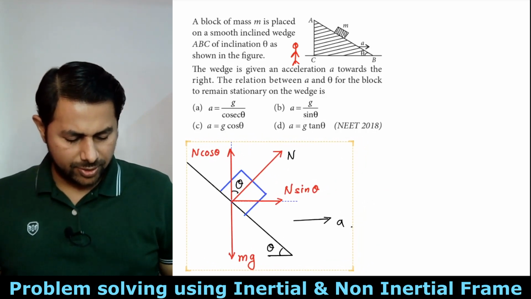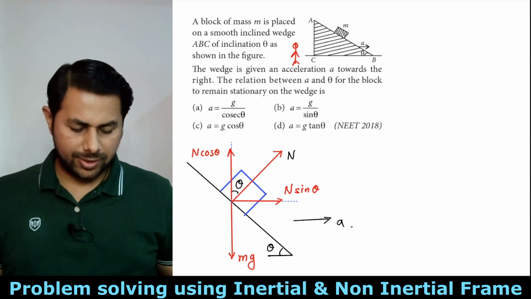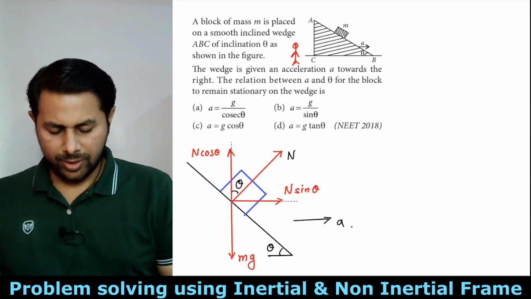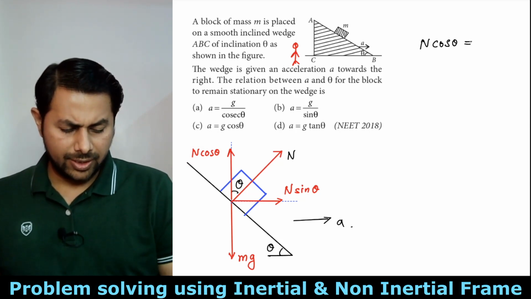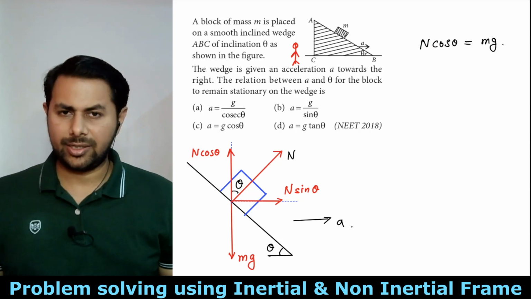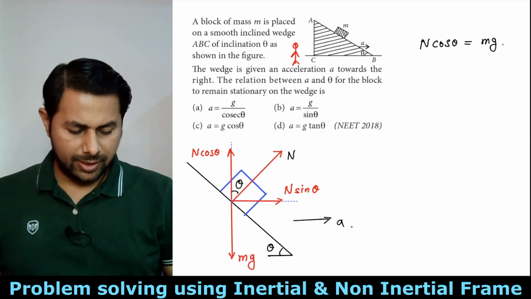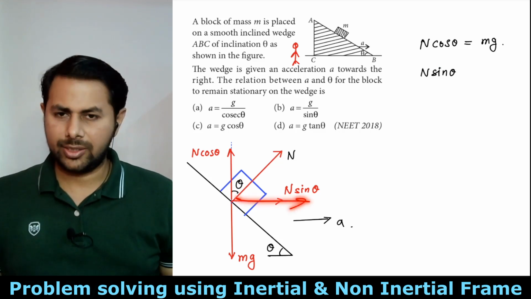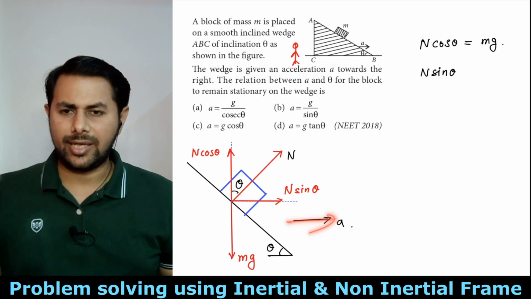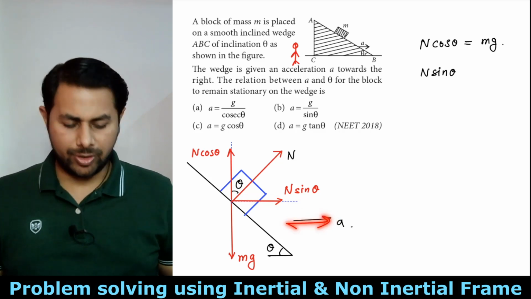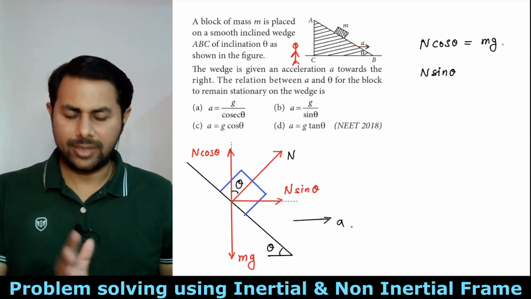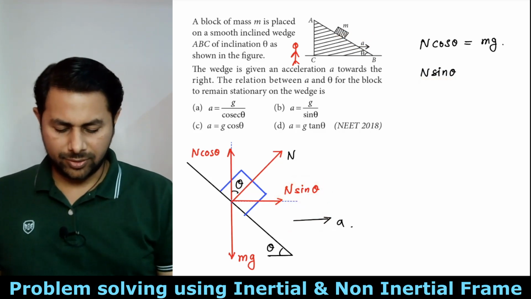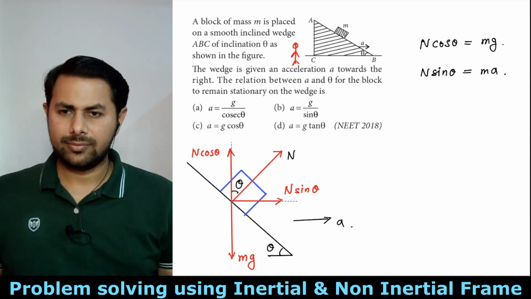Now once he resolves the forces, it's very clear what this vertical component must do. The vertical component of normal reaction, n cos theta, just supports the weight. It balances the weight. So n cos theta is equal to mg. Then what does the horizontal component do? There is only one force in the horizontal direction, n sine theta, and it must provide this acceleration, because he sees that the system is accelerating. So n sine theta must be equal to m times a.